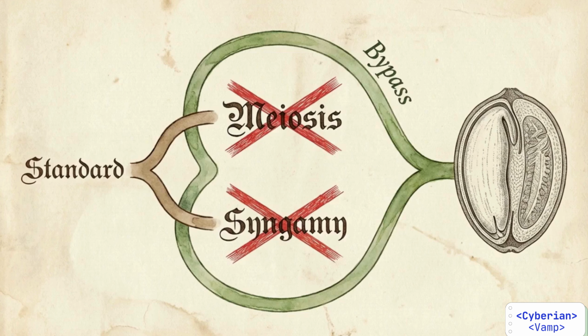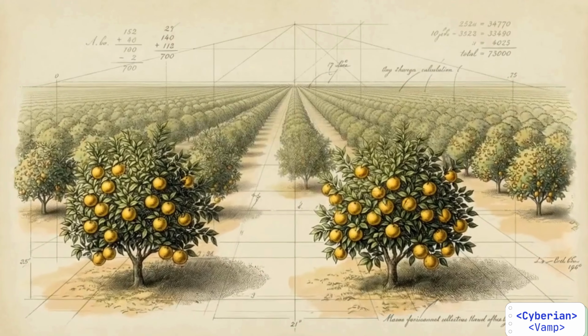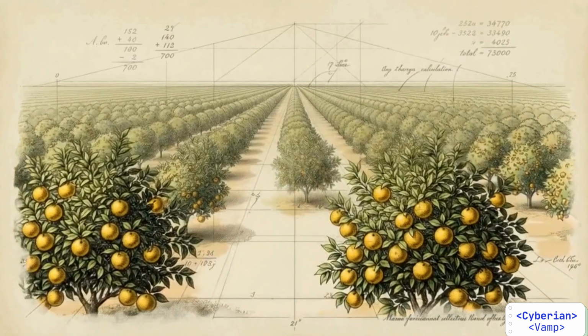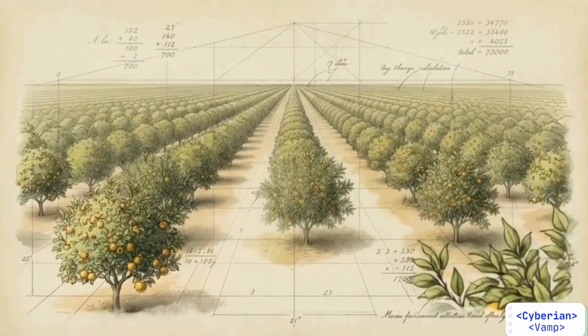This creates a ploidy loophole. Because the nucellus is already mature diploid tissue, it skips the requirement for meiosis and syngamy. Genetically, the resulting multiple embryos are identical clones of the maternal parent plant. From the mathematical reduction of double fertilization to the clonal bypass of polyembryony, angiosperm reproduction follows a strict logic of genetic accounting.